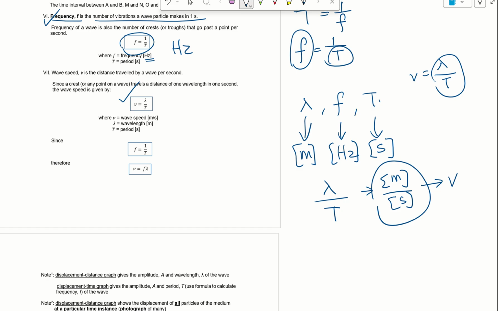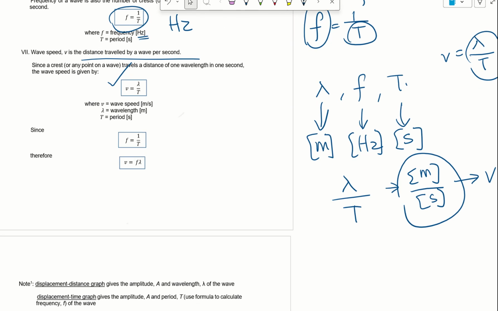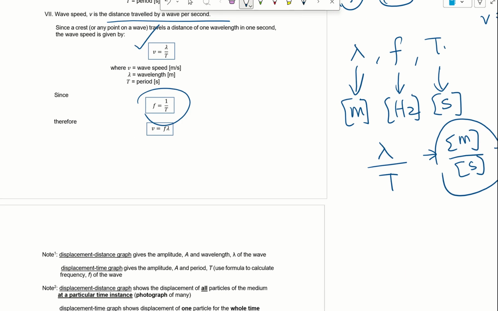Wave speed is the distance traveled by a wave per second. If I know the wavelength and the period, wavelength's unit is meters, period's unit is seconds, meter over seconds, I can find the speed, meter per second. And because frequency is 1 over T, I can have a single-line formula, v equals f lambda. And this is the ultimate aim.